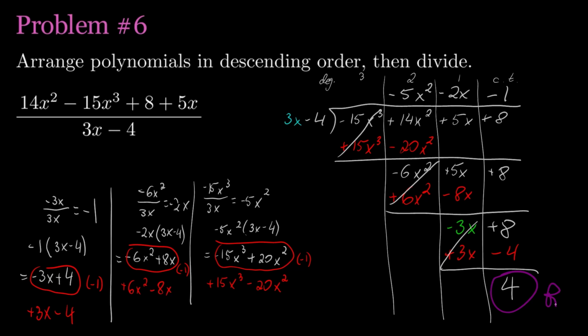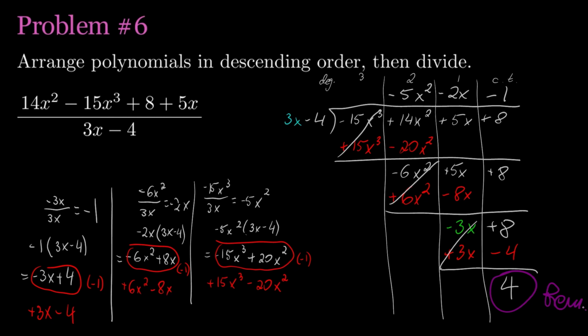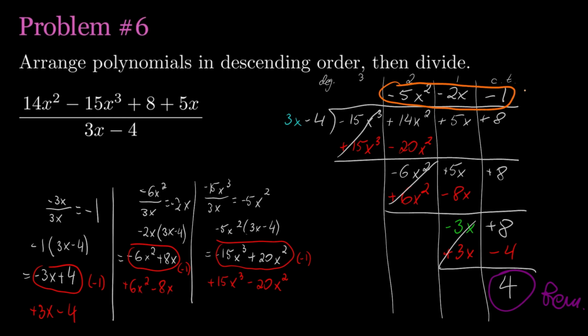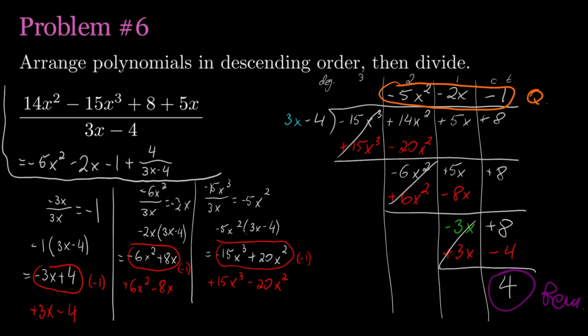4 is our remainder. We also have the complete quotient. And it's just a matter of writing the final answer to our division problem in the form quotient plus the remainder over the divisor. So negative 5x squared minus 2x minus 1 plus the remainder 4 over the divisor 3x minus 4. No further simplifications can be performed in here, and therefore this is our final answer to this division problem.